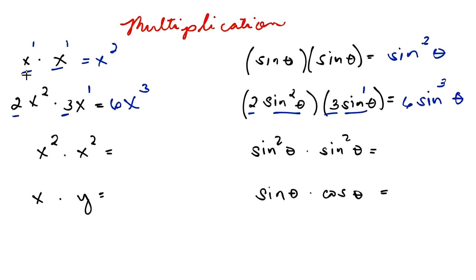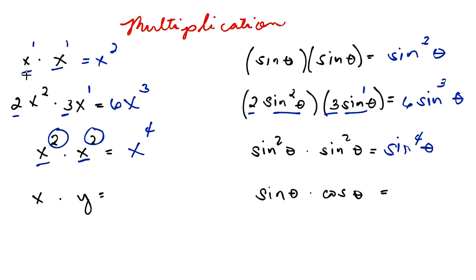In this case, you have x squared times x squared. Same variable, kopyahin lang, and then add the exponents. 2 plus 2, that is 4. So, x raised to 4. So, ganun din dito. This one is sin raised to 4 theta.